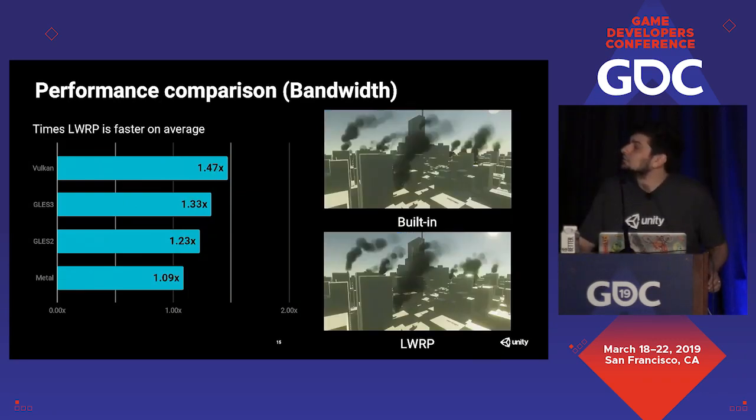And then this is bandwidth. So this scene is heavy in terms of bandwidth cost. So it has HDR, MSAA, it's resolving shadows in screen space.